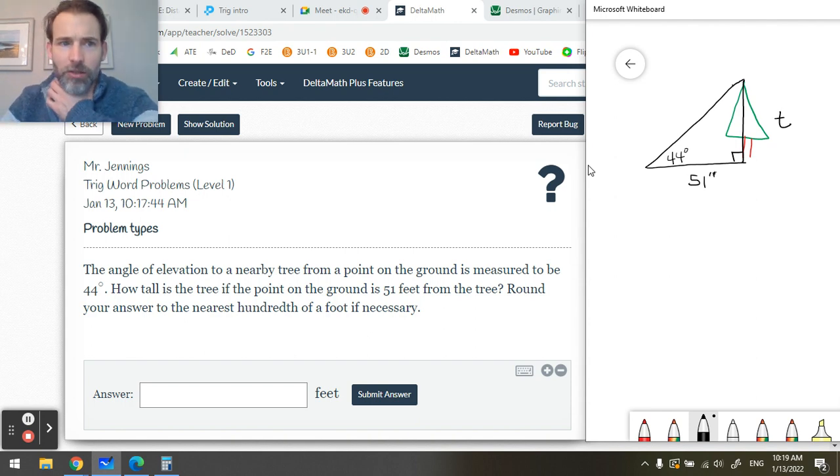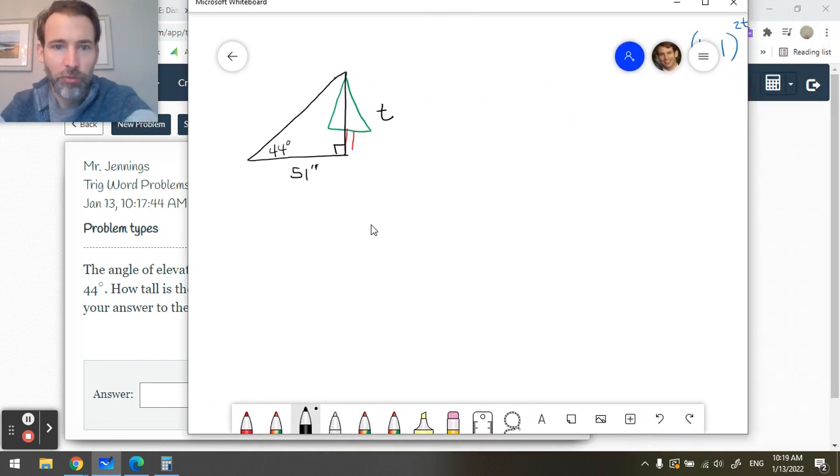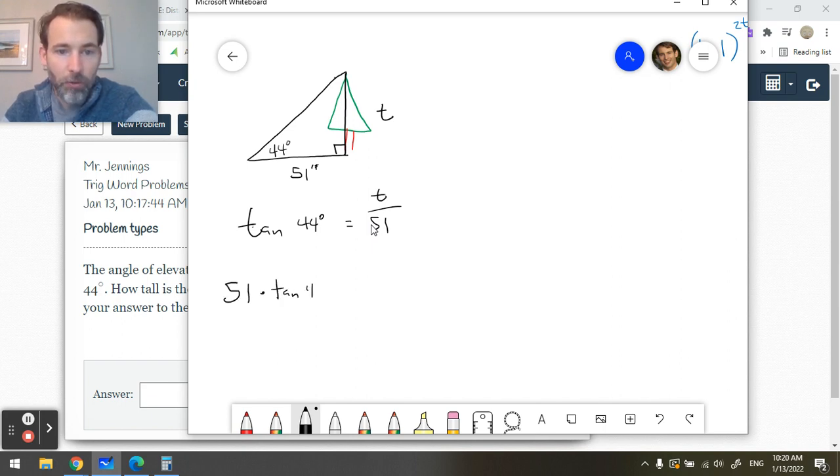Okay, so this triangle is going to be about 50.5 feet. That's my guess. Very close to 51. All right, so what do I do? Well, I am going to look at the trigonometric ratio that relates the opposite of the angle to the adjacent to the angle, and that is tangent. So tangent of 44 degrees is equal to the opposite over the adjacent, 51. So then what I punch on my calculator is 51 multiplied by tan 44 equals t. Okay, let's do that.